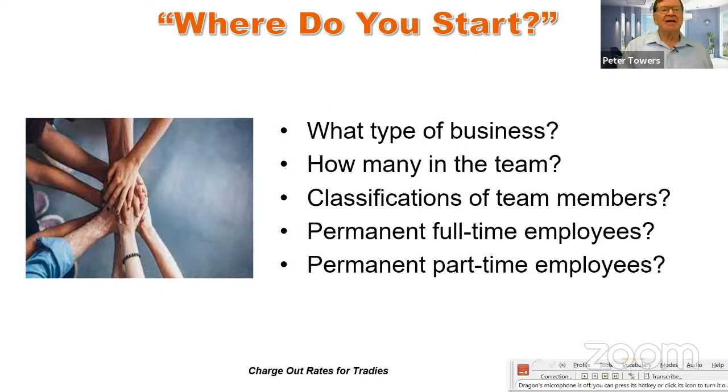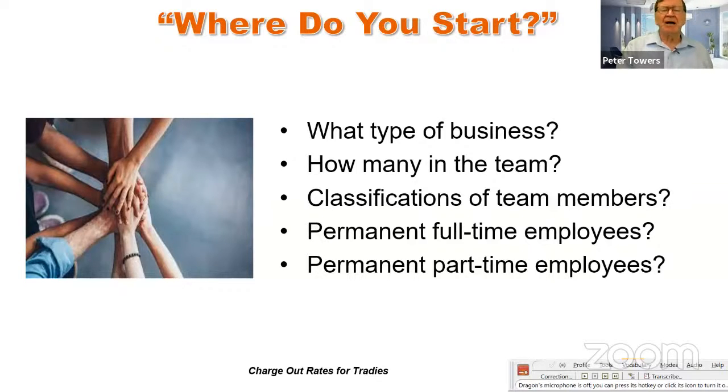So let's go back to the beginning and understand something about the business. What type of business is it? If it's a tradie, is it a carpenter or electrician, a plumber or a tiler or what have you? How many people work in the team? What classifications does your client have of team members? By that I mean manager, foreman, leading hand, tradies, work assistants, apprentices, and there could be more.